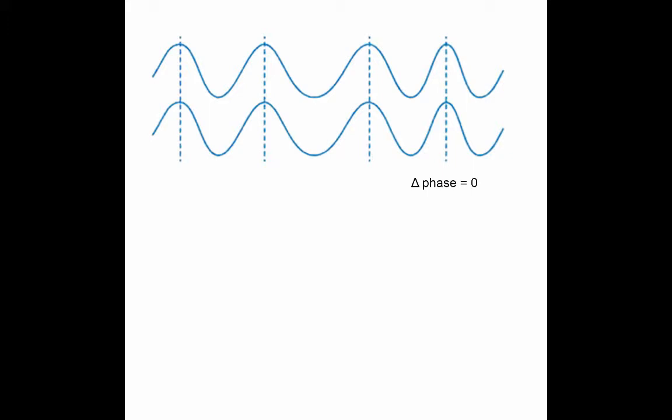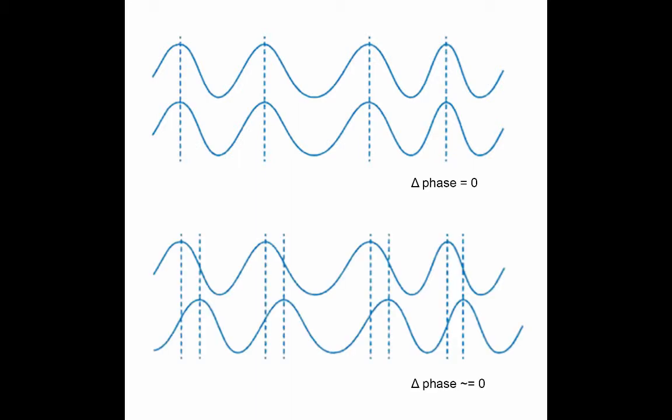Consider the following example. The blue lines represent two EEG signals from two different electrode sites. As you can see, they are identical. Now consider the next example. The signals are still identical, but the bottom signal is shifted in time. The shift in time is called phase difference or phase lag and is expressed in degrees.